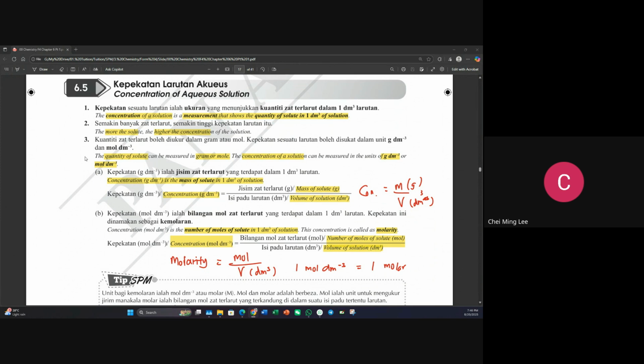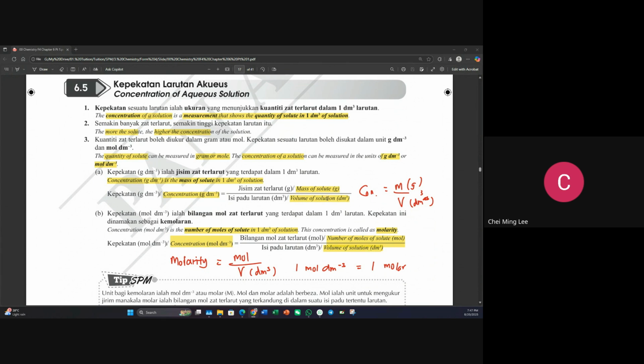Standard unit here normally is dm cube, not cm cube or meter cube. So it's a measurement that shows the quantity of solute in 1 dm cube of solution. So the more the solute, the higher the concentration. The quantity of solute can be measured in gram or mole. So the concentration of solution is measured in gram per dm cube or mole per dm cube. Normally in chemistry, we use molarity. Molarity means mole per dm cube. Mostly now we are using mole.